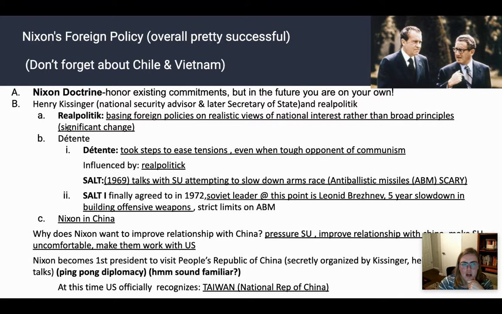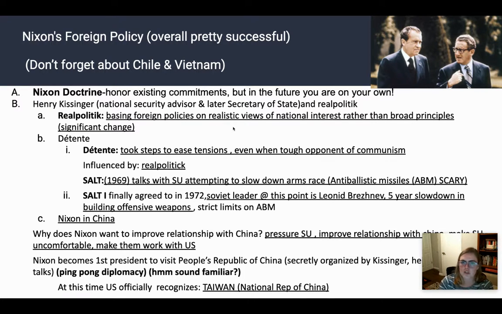Okay. On foreign policy, I'm going to try and abbreviate some of this stuff. This is his right-hand man, Henry Kissinger. Henry Kissinger is going to change things up. Under other presidents, they'd had policies like containment. Kissinger is going to come up with this thing called realpolitik.